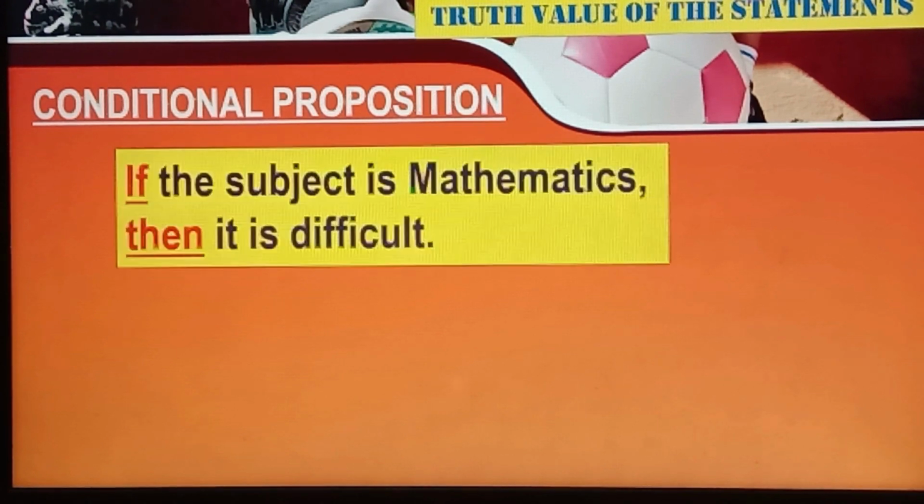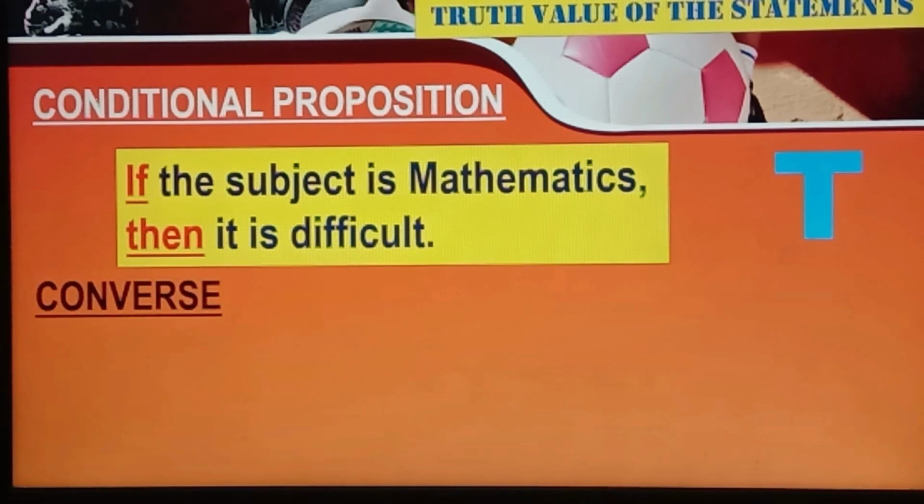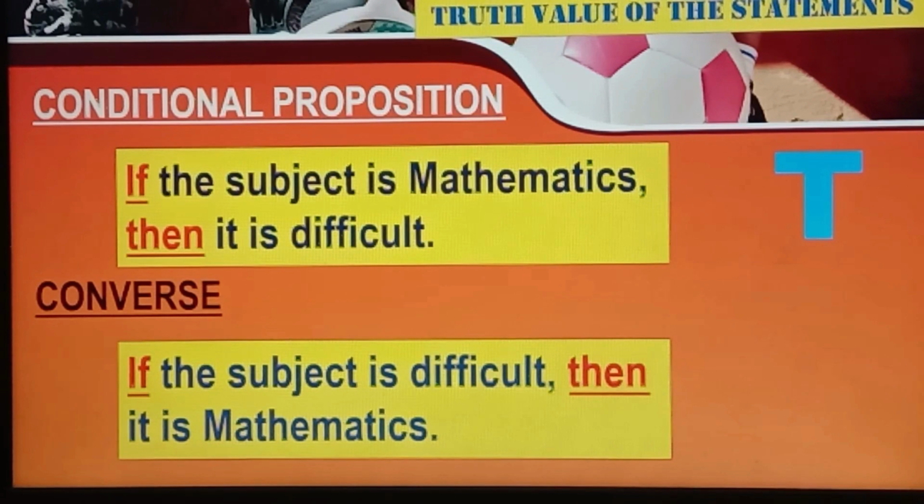Okay, but by this time, for an example, going back to our previous example: if the subject is mathematics, then it is difficult. Now we are dealing with conditional statements here. So for a conditional statement, if and then: if the subject is mathematics, then it is difficult. Now let us assume that this is true. That if you are in a class of mathematics, then you would expect that it will be difficult. So let us assume that that is true. If we are going to get its converse: if the subject is difficult, then it is mathematics. So assuming that the conditional proposition is true, then this converse will be false.